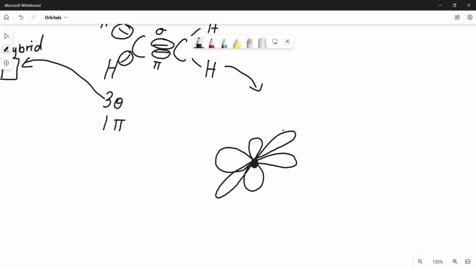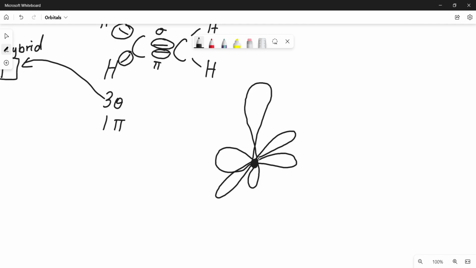So it needs to form 3 sigma bonds. So where does it get the 3 sigma bonds from? Let me just redraw this real quick. So it has to hybridize two p orbitals. So what happens is the hydrogens use their s orbital to hybridize with this p orbital. So this one hybridizes together and forms a big one. So this one forms a very big hybrid orbital.